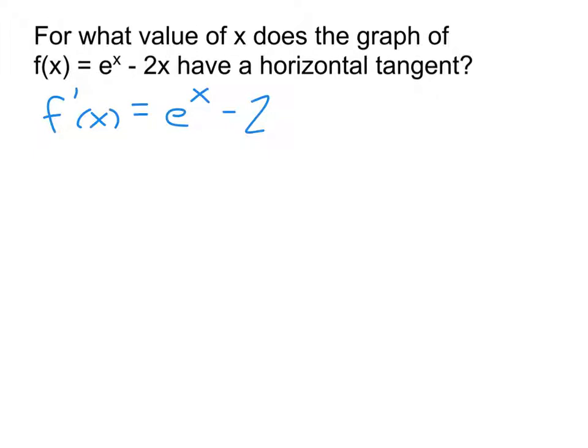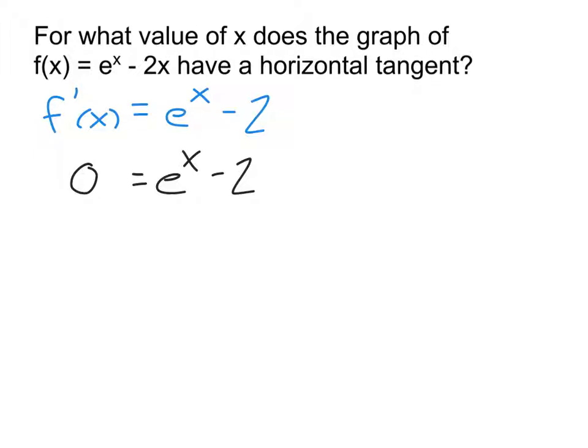Alright, now having done that, I can use this to figure out where it has a horizontal tangent. Now, what's the slope of a horizontal tangent? 0. Yep, because that's why it's horizontal. Horizontal means slope of 0, so now I can set my equation up as 0 equals e to the x minus 2, and I can solve that equation.